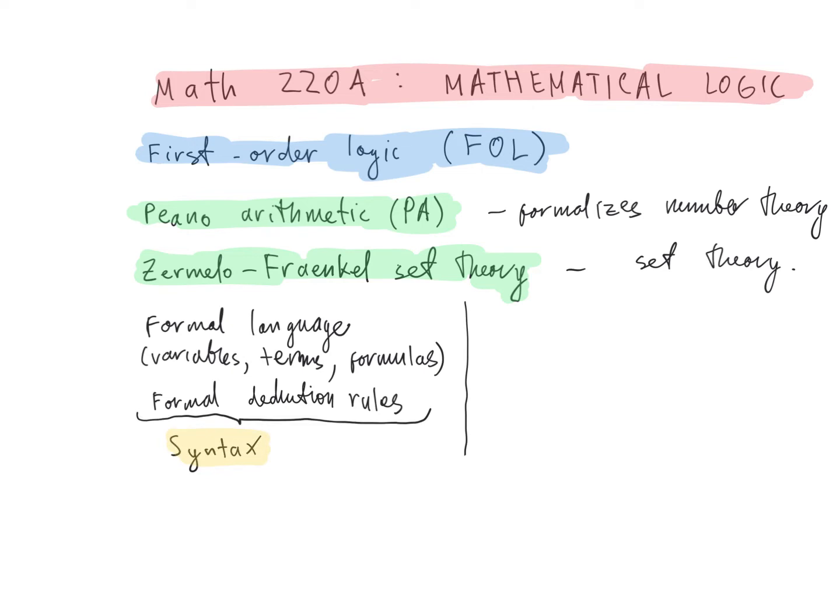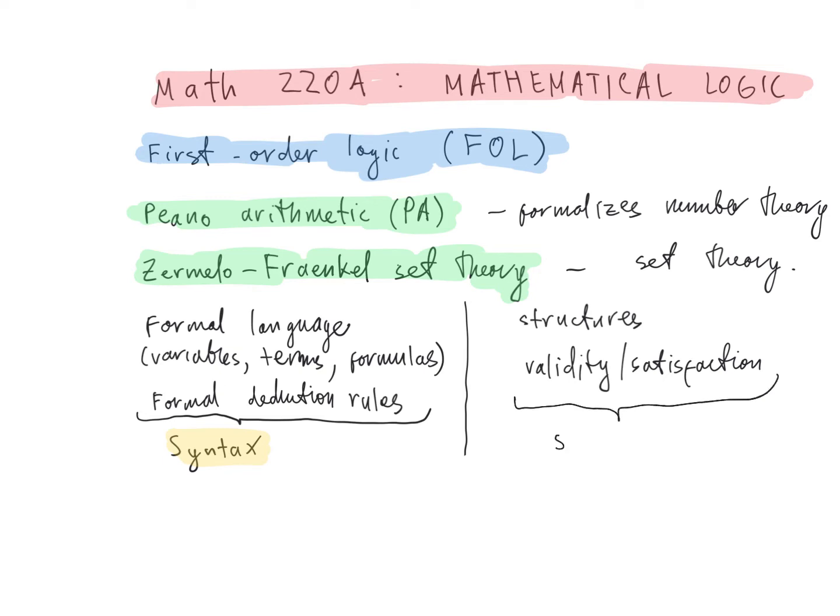On the other hand, structures, sometimes also called first-order structures, for a given language are sets or models where it is possible to interpret terms and formulas. In particular, one can give meaning to the validity or satisfaction of a formula in a formal language with no free variables inside a given structure. All of this corresponds to the semantics of first-order logic.